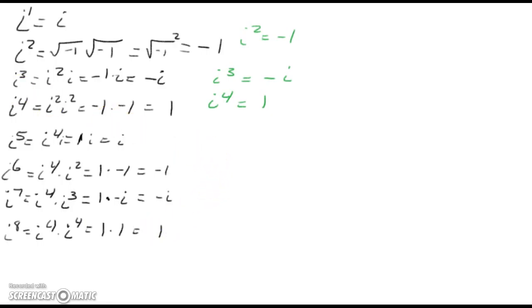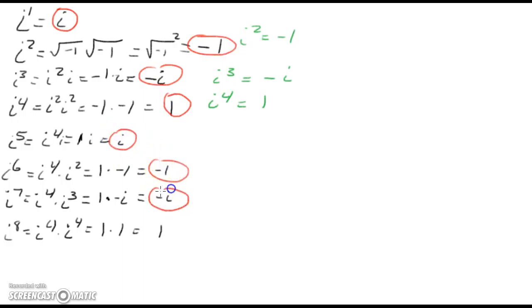So again, if I go back and look through this pattern, I see that I have i, -1, -i, 1, i, -1, -i, 1. So there's a pattern here, and it just repeats. Every four numbers it repeats.